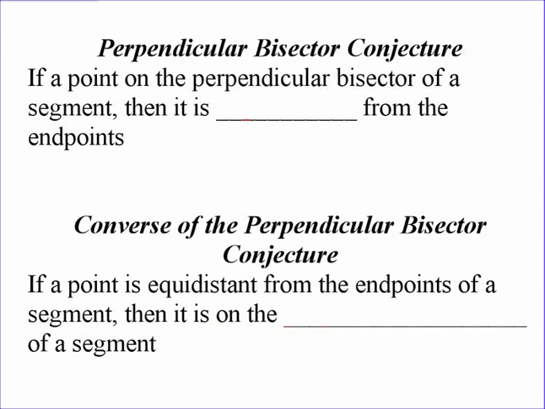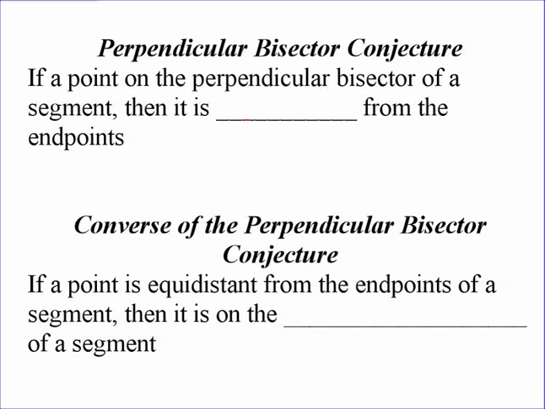Okay, so today we're going to revisit some of the conjectures that we've had before, and put them all together. If we look at this, it says perpendicular bisector conjecture. So think back to when you created a perpendicular bisector. It says if a point is on the perpendicular bisector of a segment, then it is blank from the endpoints.